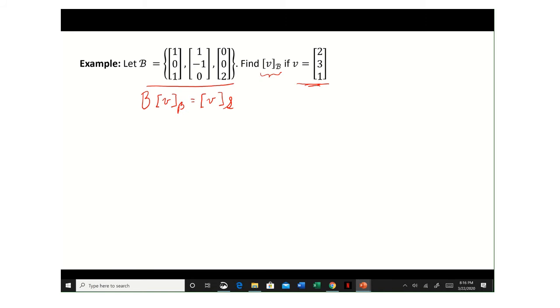So if we want to go the other way, we have that [v]_B is equal to B inverse times [v]_S. We are given [v]_S. We know what B is, but we don't know what B inverse is yet. We have to find B inverse. So remember how to find the inverse?